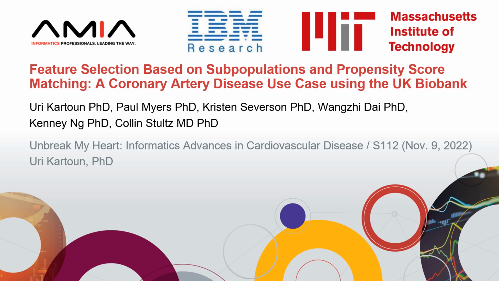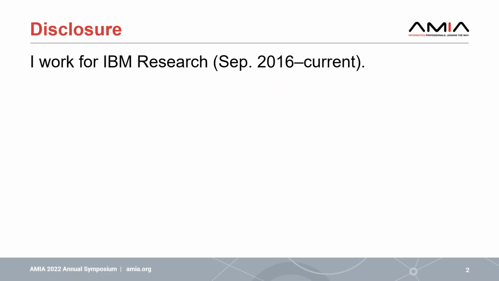Feature selection based on subpopulations and propensity score matching, a coronary artery disease use case using the UK Biobank. This study resulted from a collaboration between MIT and IBM Research. I have worked for IBM Research since September 2016.